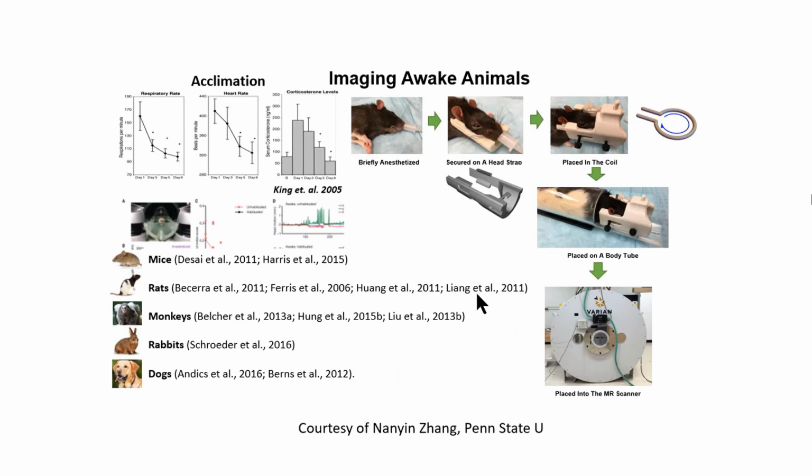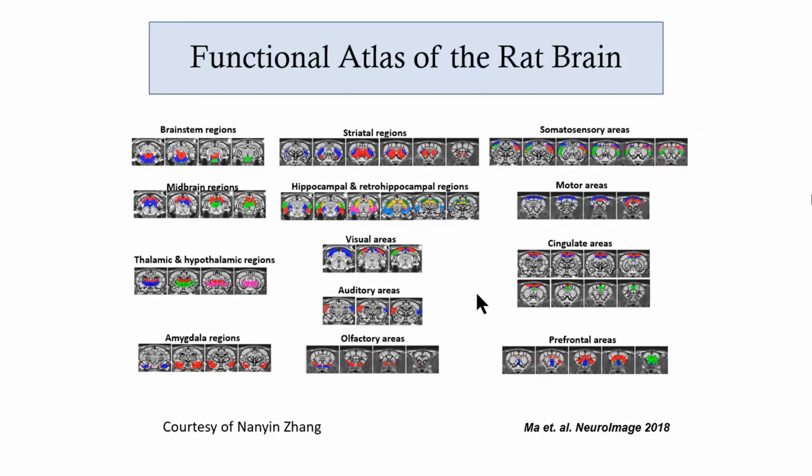And doing that is not only for the rat. People have been doing this for a number of different animals, so this is a productive line of research. This is again data from Nanyin Zhang, and it shows that if you parcellate the rat brain in a roughly similar way to how people parcellate the human brain, on the basis of the functional connectivity profile throughout the whole brain, you end up with different parcellations, which he refers to as the functional atlas of the rat brain.